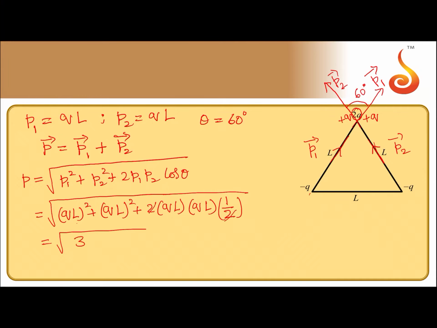So what happens? It will be the root of (QL) squared plus (QL) squared plus another (QL) squared, so it will be 3 (QL) whole squared. So that will be root 3 times Q into L. This is the net dipole moment.